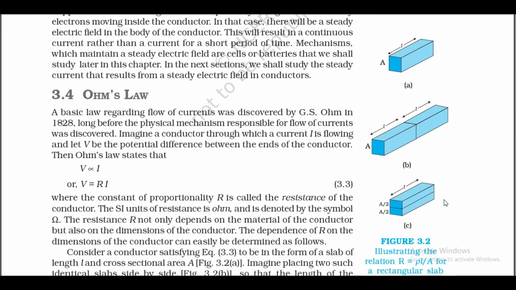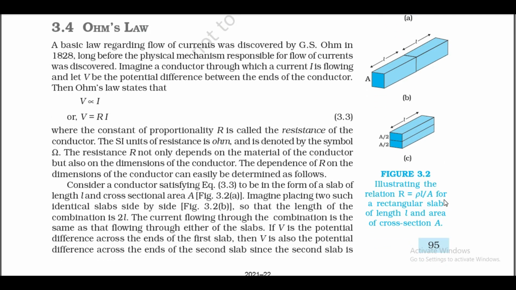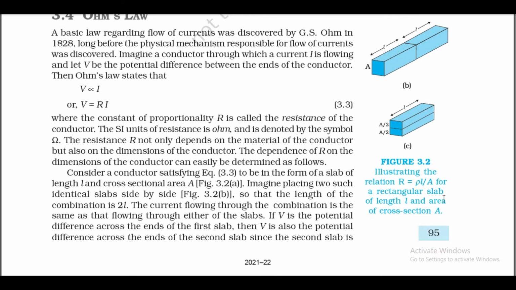3.4 Ohm's law. A basic law regarding flow of currents was discovered by G.S. Ohm in 1828, long before the physical mechanism responsible for flow of currents was discovered. Imagine a conductor through which a current I is flowing and let V be the potential difference between the ends of the conductor. Then Ohm's law states that V is directly proportional to I, or V is equal to RI. The constant of proportionality R is called the resistance of the conductor. The SI unit of resistance is ohm and is denoted by the symbol Ω.